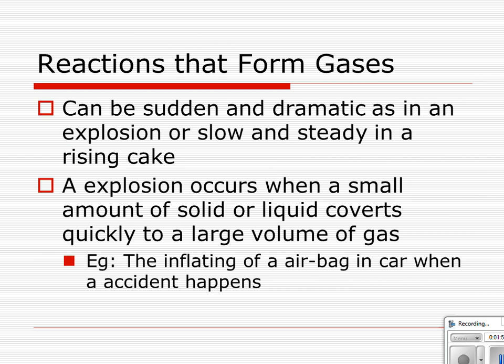Now, reactions that form gases can be sudden and dramatic, as in an explosion, or slow and steady, as in a rising cake. An explosion occurs when a small amount of solid or liquid converts quickly to a large volume of gas. Other than an actual explosion, a really good example of this is the inflating of an airbag in a car when an accident happens. You have a couple of compounds coming together to produce a large amount of gas that blows out into the airbag. That's happening very quickly, so your face doesn't slam into the dashboard or the steering wheel. You know how fast that is occurring if you've ever been in an accident.